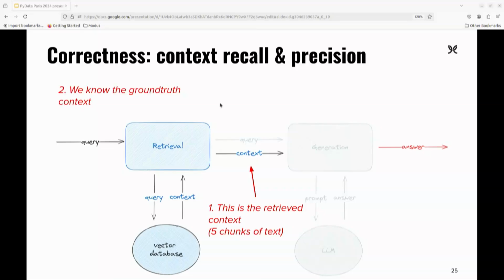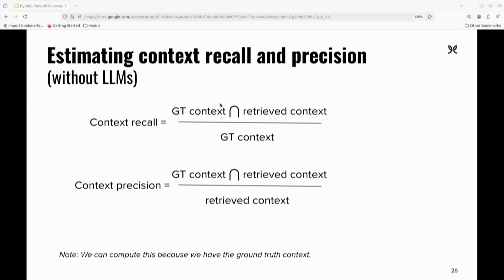And we can compare the context that was retrieved from the vector database to the ground truth context that we know it should have retrieved, and we can compute the overlap between the two. That way we know what the value of the context precision and of the context recall should be, and we can compare both to what the LLM actually computed.